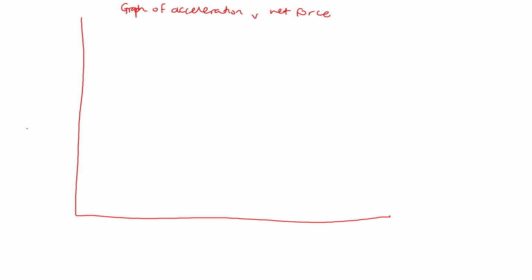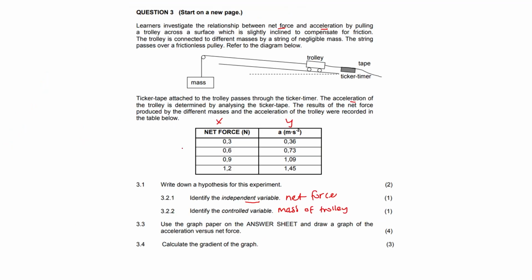Your acceleration will be on your y-axis. Please don't forget to write the unit of measure, meters per second squared. And then your force will be on your x-axis, in newtons. All right, then you just have to plot all these points on the graph. That's what I'm going to do right now.